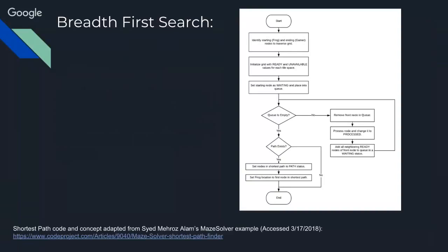Once the queue is empty, a check is performed to verify if a path exists. If it does, then the nodes in the path are set to a path status, and the frog is set to the location of the first node in the shortest path. If there is no path that exists, then the frog's location doesn't change.